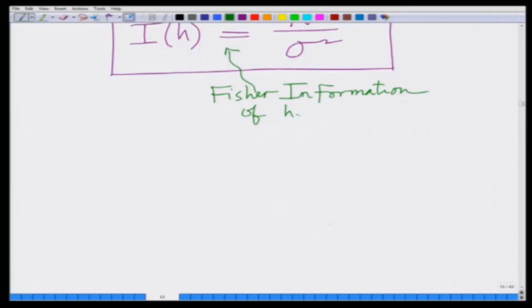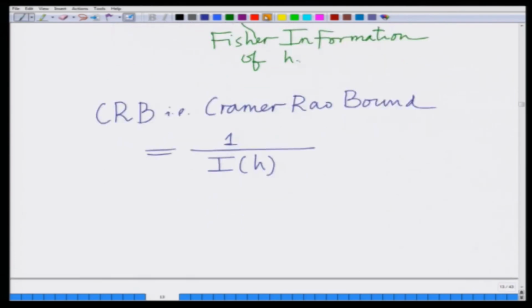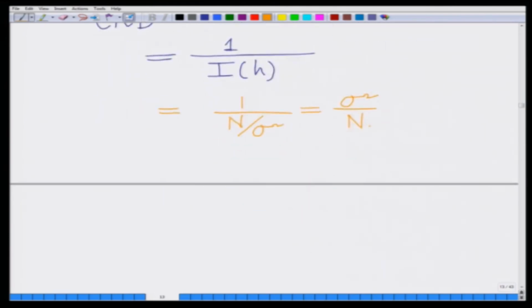Now computing the Cramer-Rao bound is simple. The Cramer-Rao bound is simply the inverse of the Fisher information, that is, 1 over I of h. Therefore, the Cramer-Rao bound is equal to 1 over n divided by sigma square, which is equal to sigma square divided by n. This is the Cramer-Rao bound.